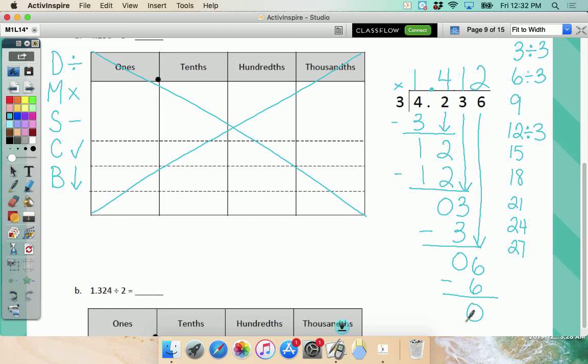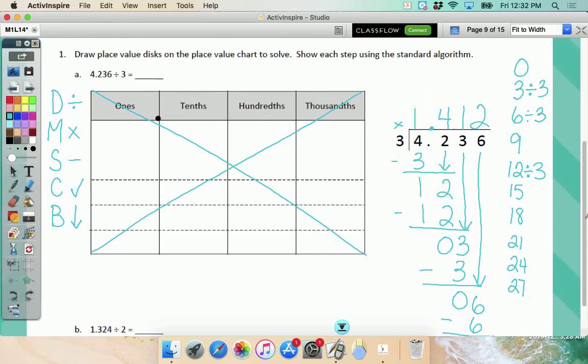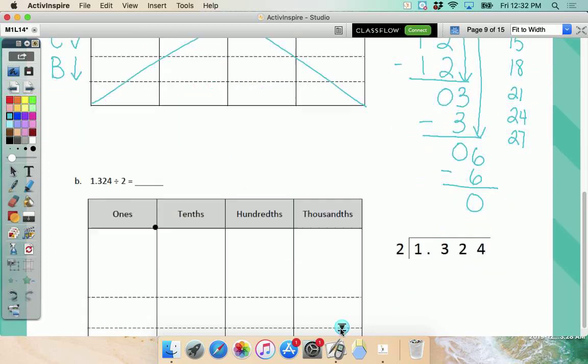And a lot of you are already done, but we still need to check, is 0 less than 3? Yes. Do I have any numbers left to bring down? No. So I can write my answer. 1.412. Who knows how to say that? 1 and 412 thousandths. Very good. Okay, let's go down to the next one.